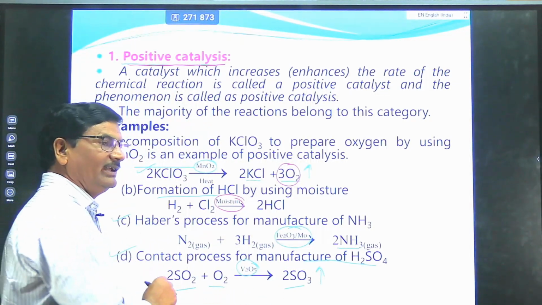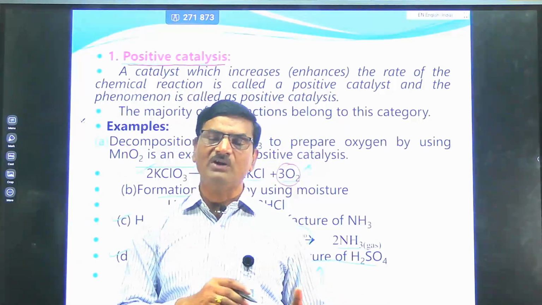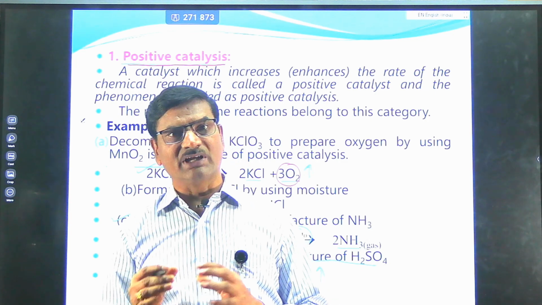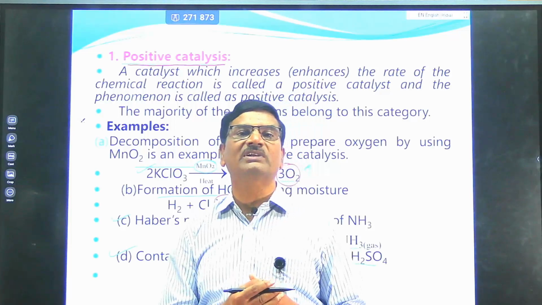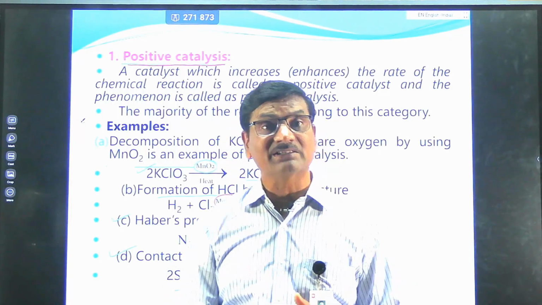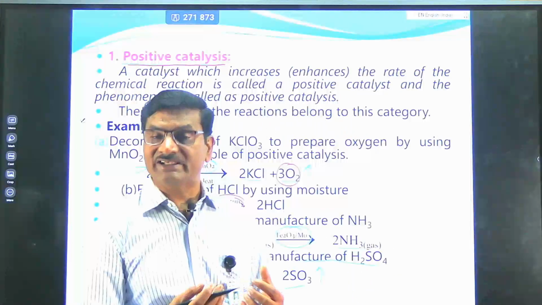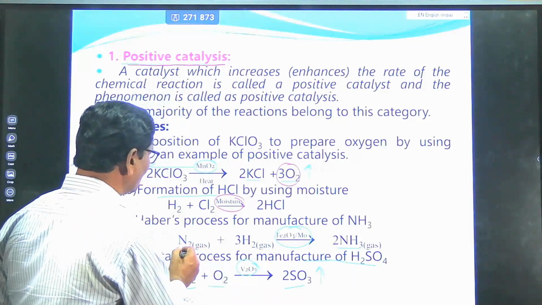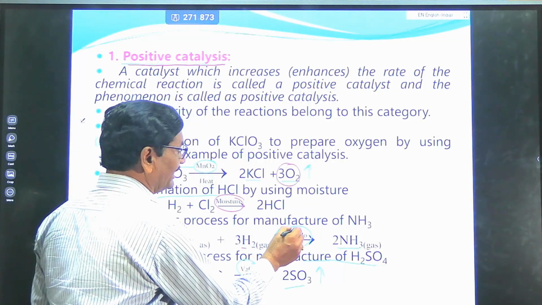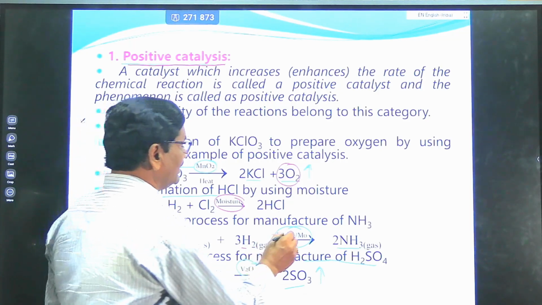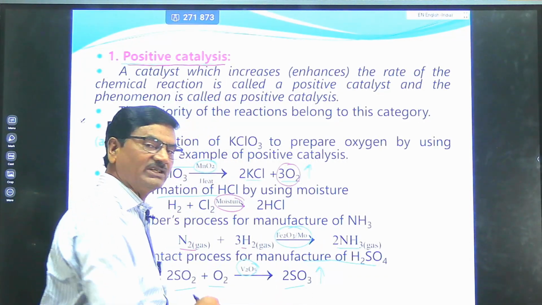Next reaction is the Haber process. When N2 plus 3H2, in 1 to 3 proportion of nitrogen and hydrogen, combine, it gives rise to ammonia. This ammonia can be utilized to manufacture urea, and sometimes to manufacture HNO3, nitric acid. Here N2 combined with H2 gives rise to NH3 in presence of Fe2O3 and molybdenum as a promoter. Here Fe2O3 is acting as a positive catalyst.